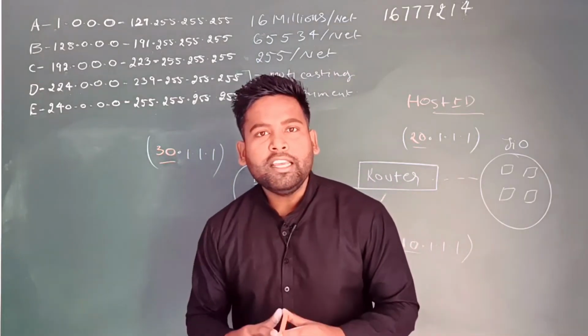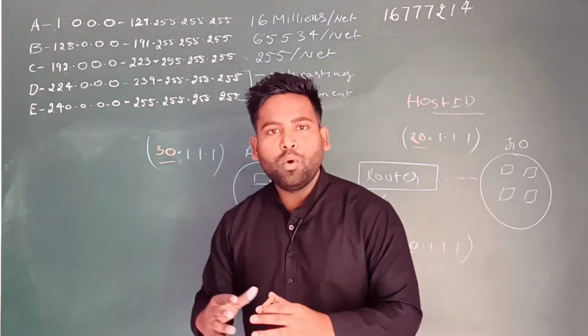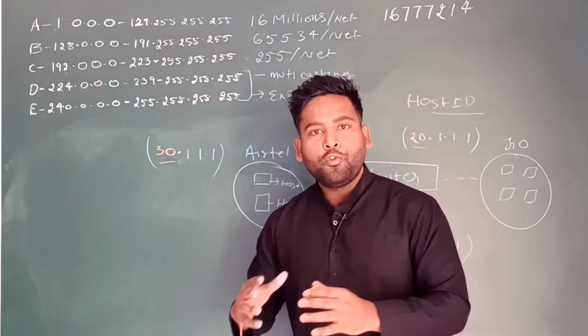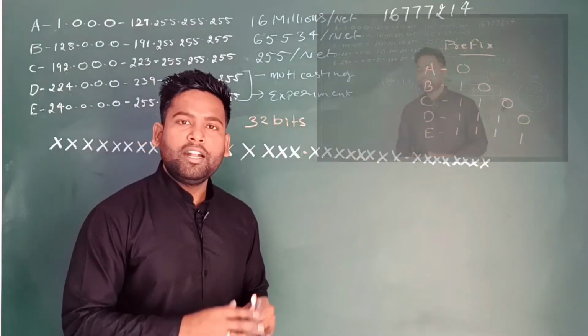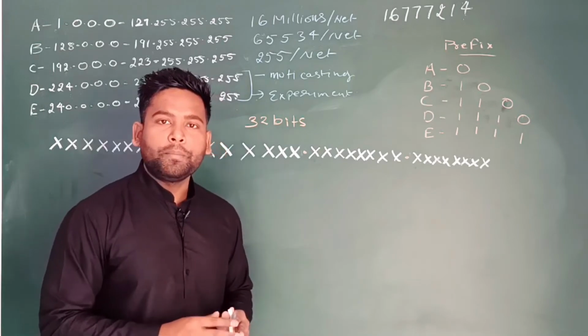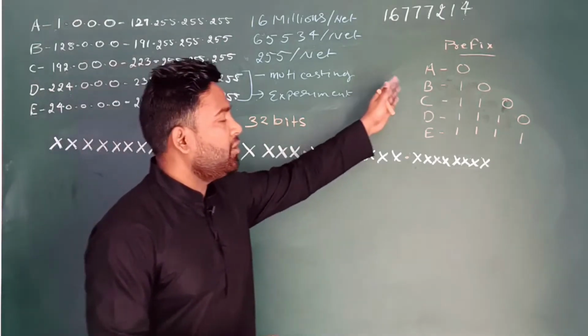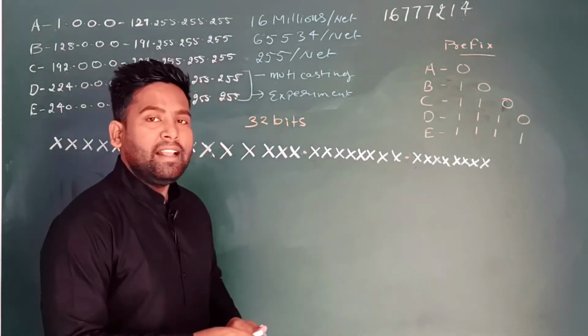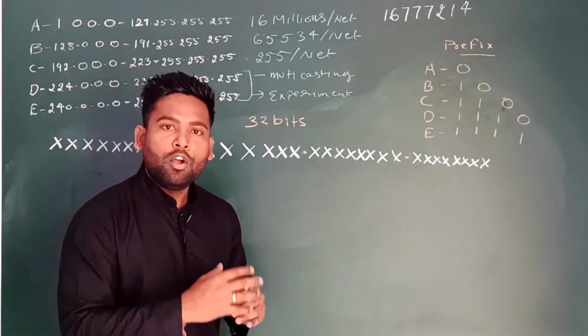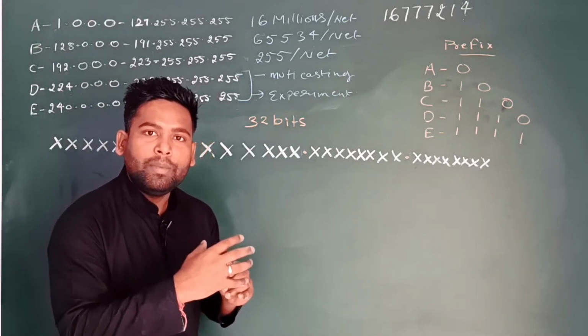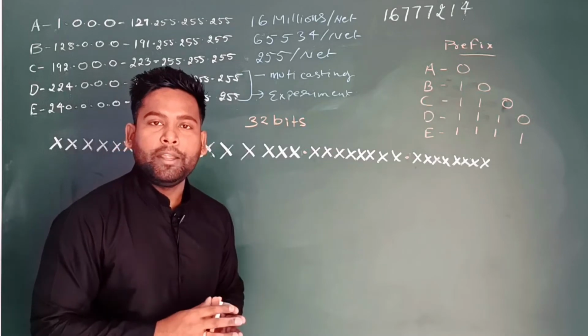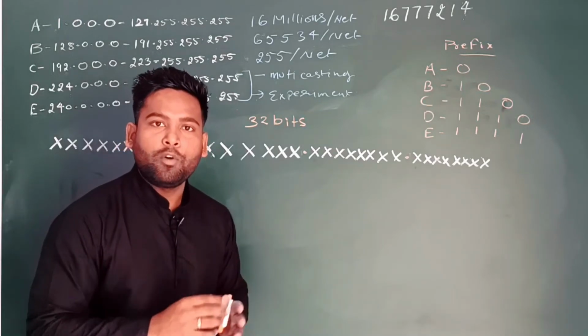Now we're going to see how to calculate the network ID and the host ID from an IP address. To calculate the network ID and the host ID, we need to understand the prefix. The prefix tells you how many parts of an IP address will be taken for the network ID. We're going to see this with the help of examples.